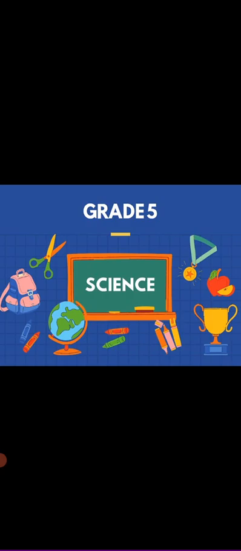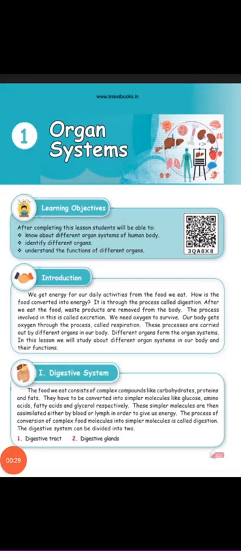Yes or no? Yes. Can you answer why we need energy? Yes, to do many activities, where will we be getting energy? Yes, from the food which we eat. That complex compound is converted into simpler molecules. That conversion is called digestion. So what are the two parts of the digestive system? That is the digestive tract and the digestive gland.